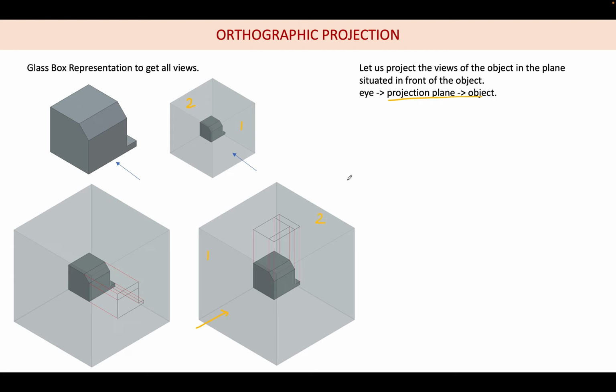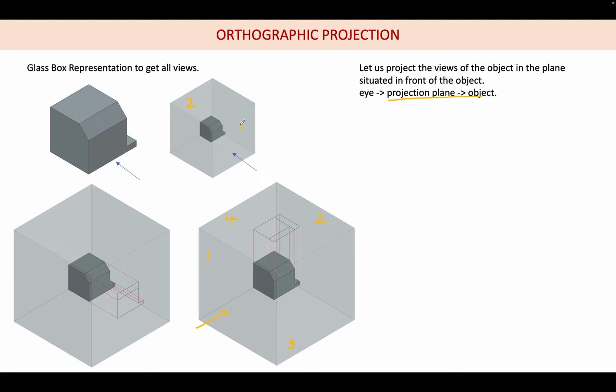Where will the left side view be projected? Can anybody say? Either it will be number 1 or number 2? Yes, number 1, correct. Like this you can go on. The bottom view will be projected in this, suppose you say this is number 3, the bottom view will be projected there. And you can say that the rear view will be projected in this.